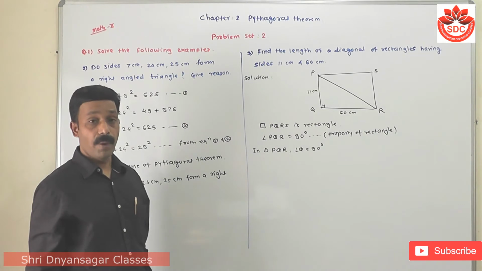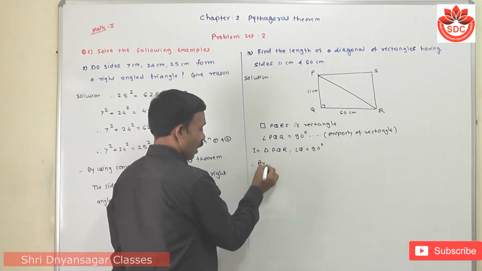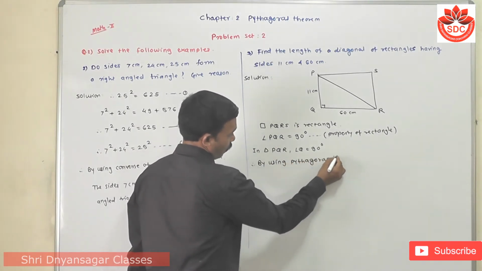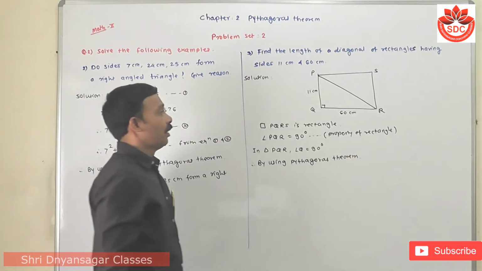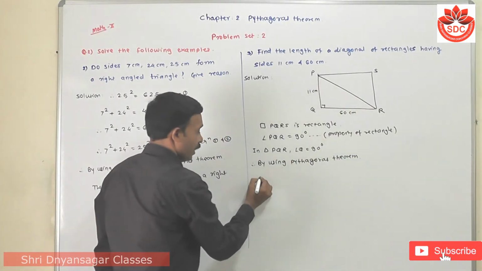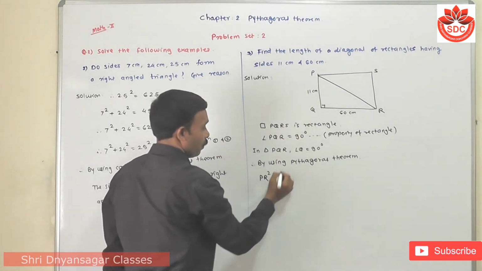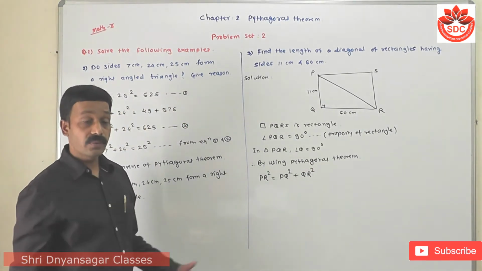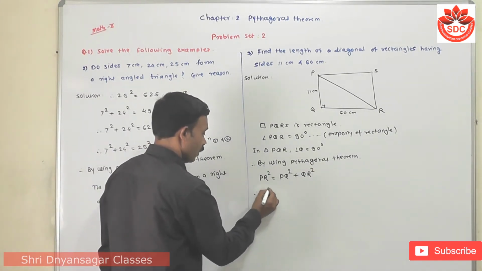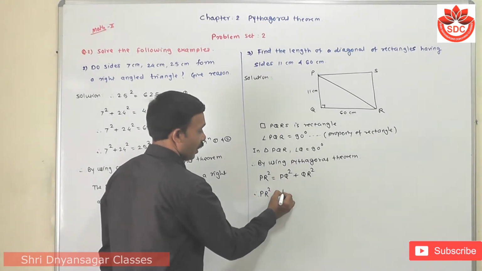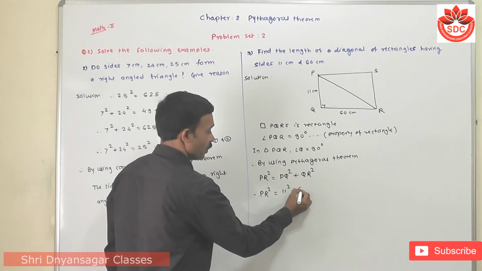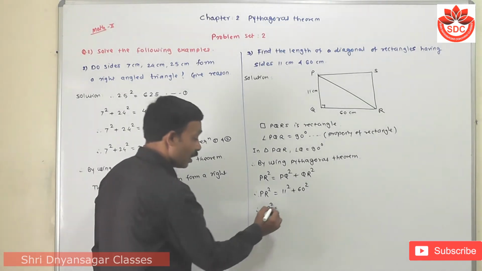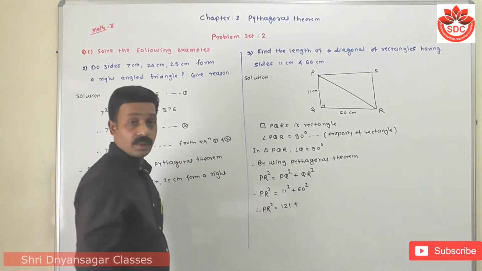So by using Pythagoras theorem, this theorem says hypotenuse square, that means PR square, is equal to one side square plus the other side square, that means PQ square plus QR square. We substitute the values here. Therefore, PR square is equal to 11 square plus 60 square. Then PR square is equal to 121 plus 3600.